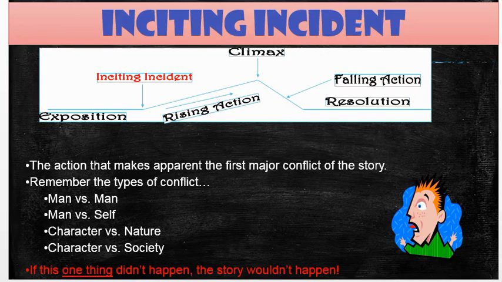Next in a plot, you have what's called an inciting incident. To incite means to make something happen. An inciting incident is the first major conflict of the story, or the problem in the story that has to be resolved. There can be many types of conflict: man versus man, man versus self, man versus nature, or man versus society. If this one incident didn't happen, we would not have a plot or a story.